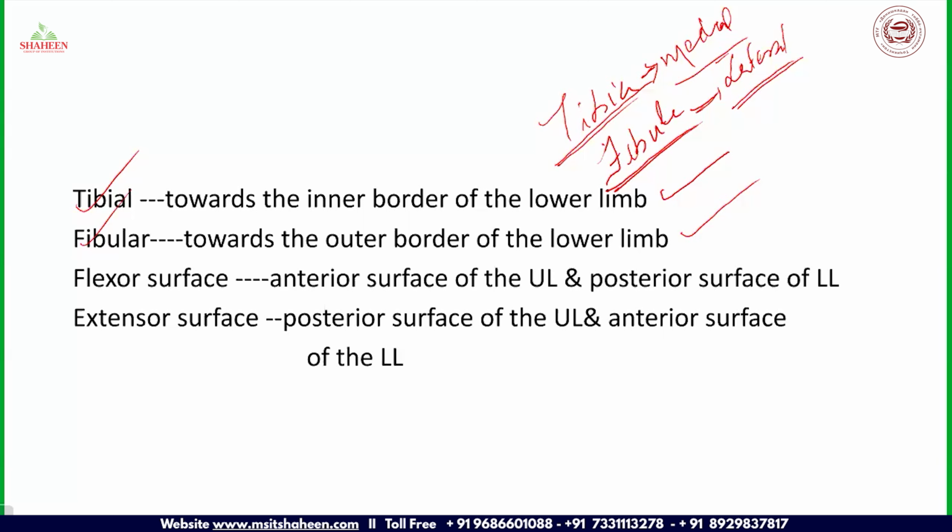Yes, ma'am. Next is about the flexor surface and extensor surface. In the case of flexor and extensor surfaces, for the upper limb and lower limb, it is in the opposite form. The flexor surface is the anterior surface of your upper limb. Okay, in the case of the leg, I will show you.